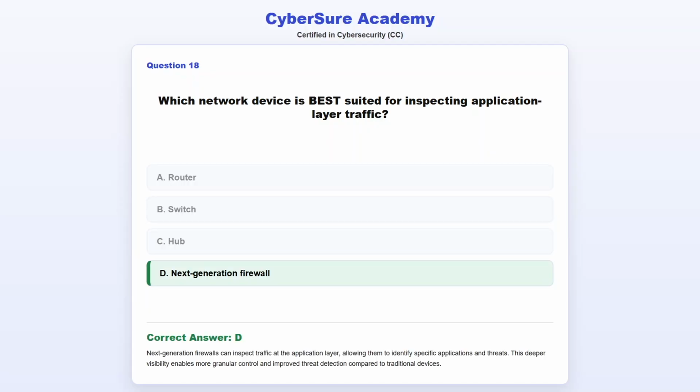Next generation firewall. Next generation firewalls can inspect traffic at the application layer, allowing them to identify specific applications and threats. This deeper visibility enables more granular control and improved threat detection compared to traditional devices.